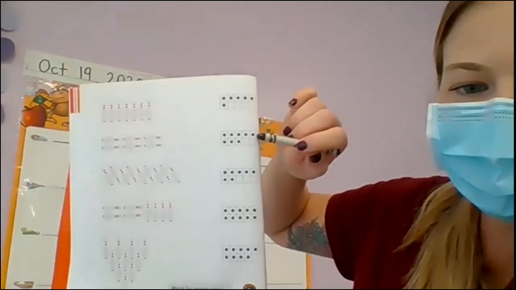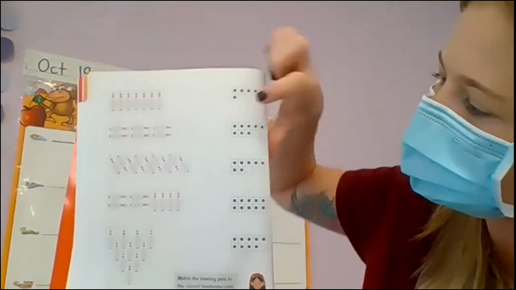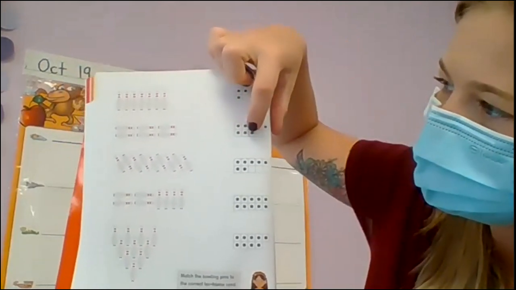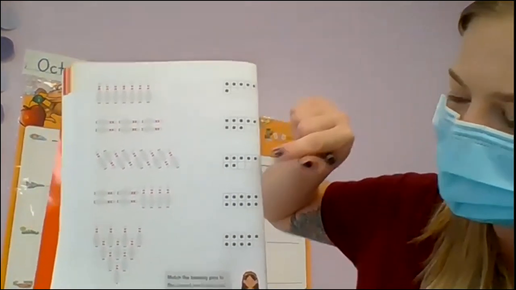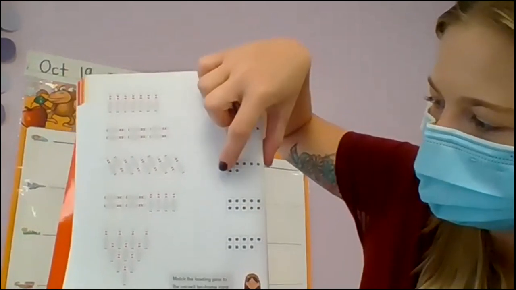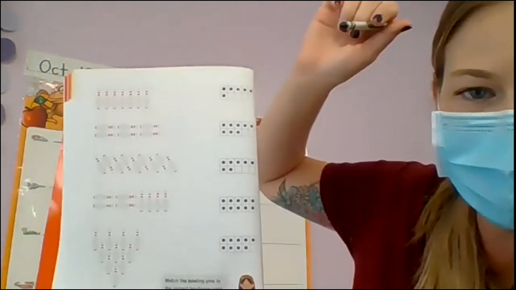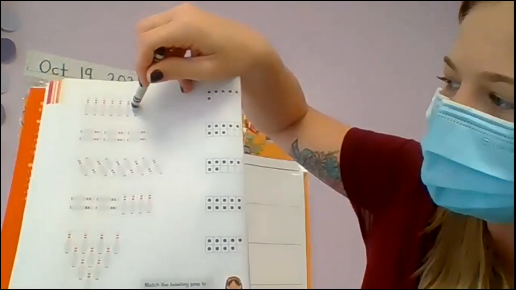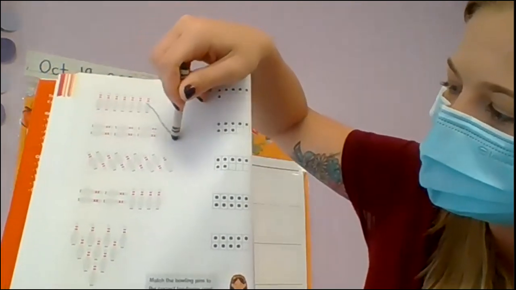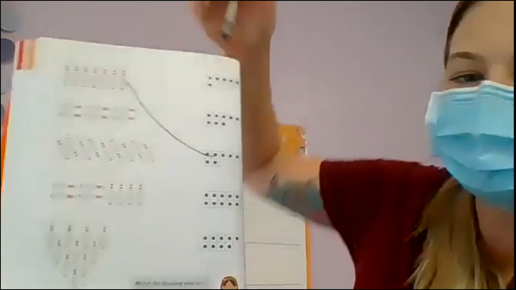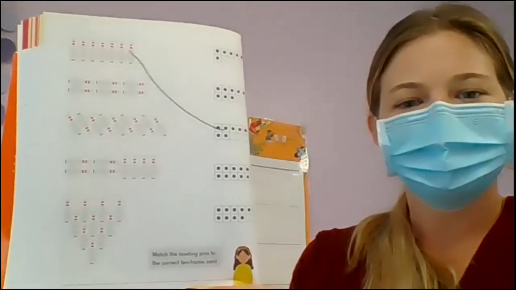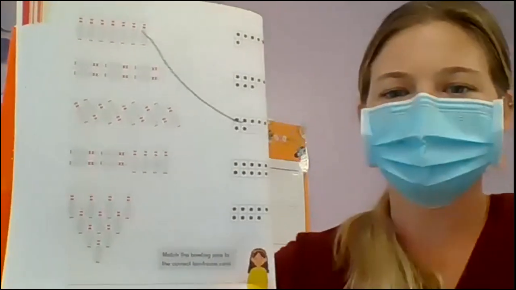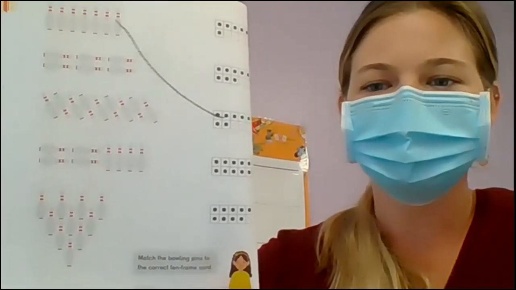Okay, so let's see. Is this 10 frame 7? Let's see. 5, 6, 7, 8. No, that one's 8. Let's try the third 10 frame. 5, 6, 7. Ooh, that one's 7. So we're gonna draw a line from the first group of bowling pins down to the 10 frame that has 7 dots in it. So we're trying to find the 10 frame matching that has the numbers. We're matching the numbers.